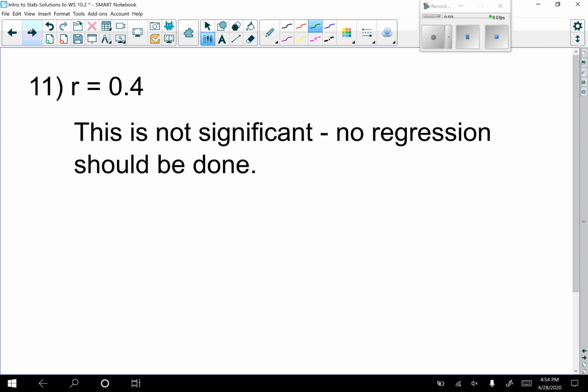Now, number 11, r turned out to be 0.4. Anytime it's really between 0 and 0.5, or we even saw in worksheet 10.1, we had an r of like a 0.649 that still wasn't significant enough. So here, the r value is not significant enough to tell us there's a relationship between the variables, so no regression should be done. If you took the data values here and actually made a scatter plot on your calculator, that would also verify this statement.